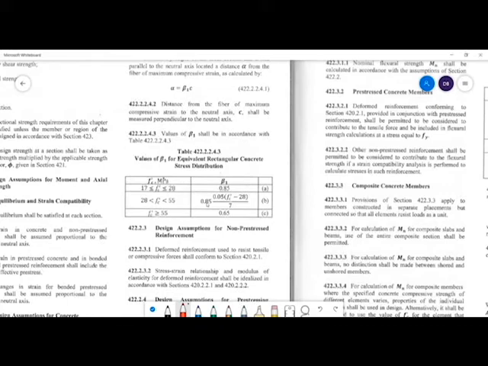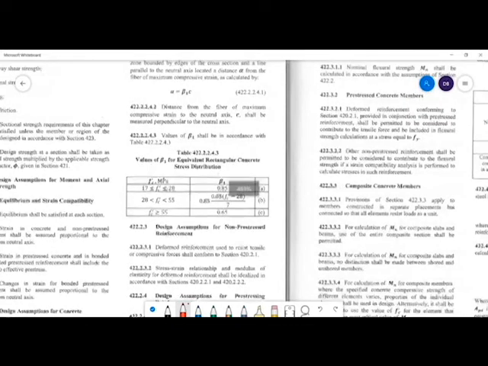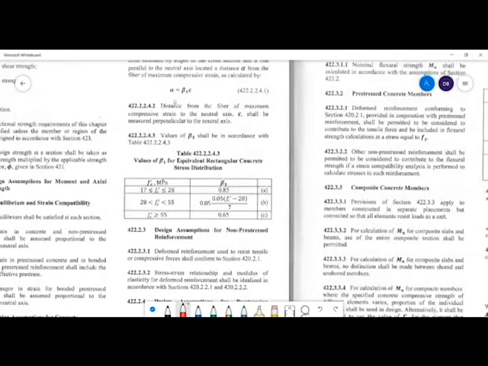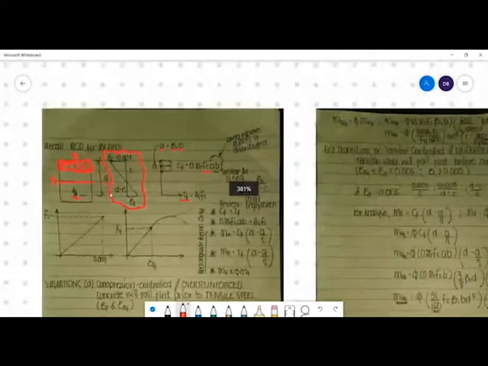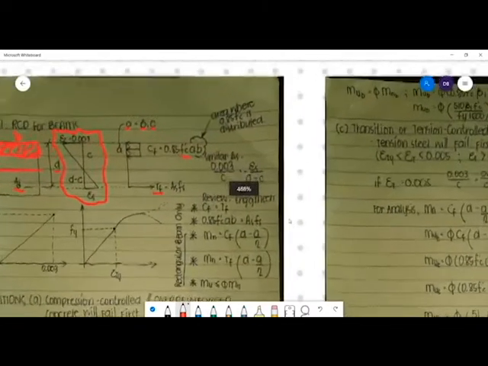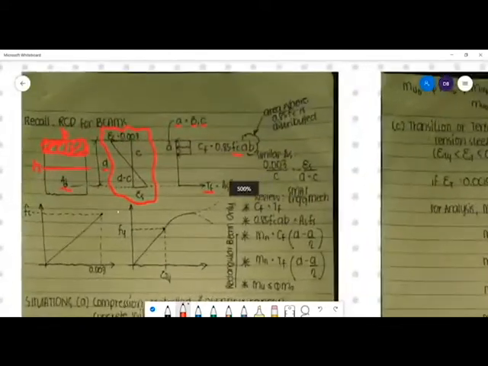times 0.05 times f prime of c minus 28 over 7. So if f prime of c is greater than 55, your beta sub 1 will now be 0.65. Okay? So you will just refer to this table to know that. Ayun.